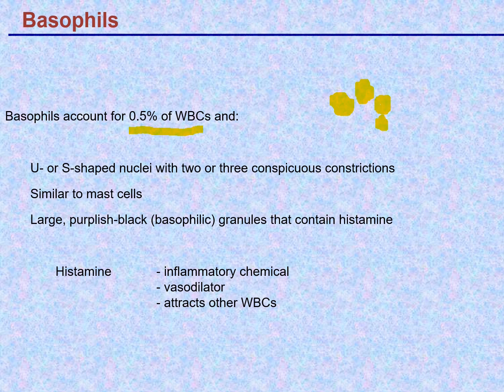Basically, you know, I actually don't like this too much. I'm going to remove that. 2 or 3 conspicuous constrictions, narrowing, so 2 or 3 fairly conspicuous lobes. All right.